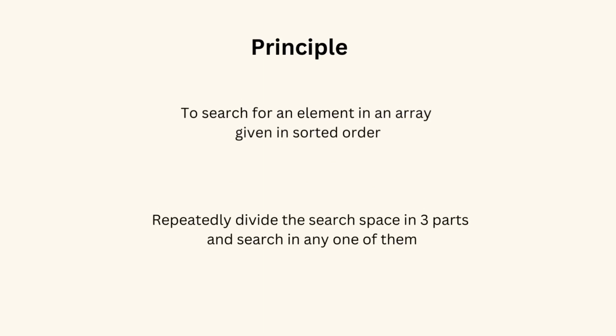Ternary search. Ternary search is used to search for an element in a sorted array. It divides the array into 3 parts and searches for the key element in one of the 3 parts.